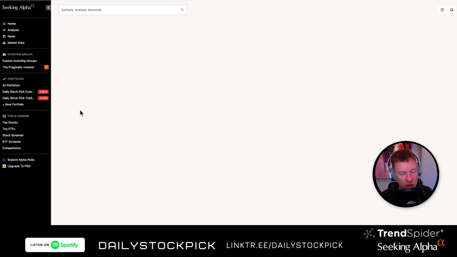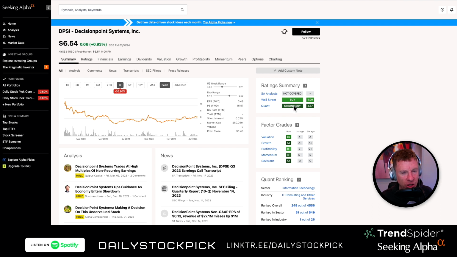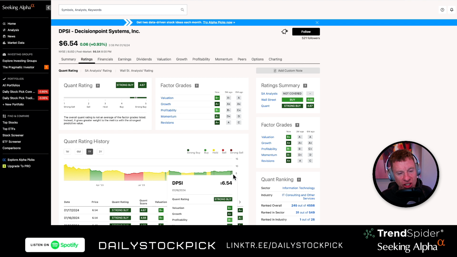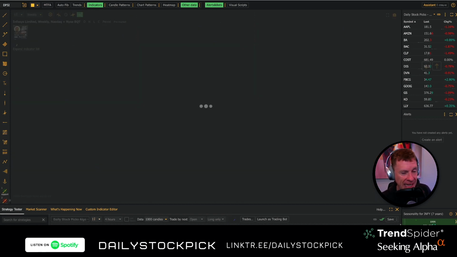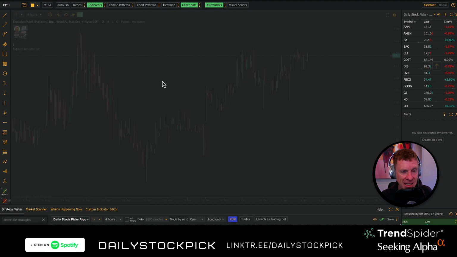Here's the other thing that you can do with the quant rating: you can go and take a look at the quant with this particular stock and when it moved. DPSI just got upgraded to a strong buy here on the 11th or 12th. So DPSI is a recent one, and you can set alerts for your favorite stocks when they change in Seeking Alpha. But let's look at the DPSI.